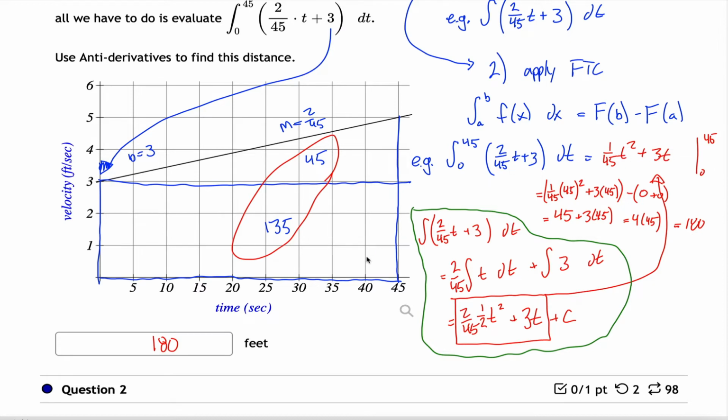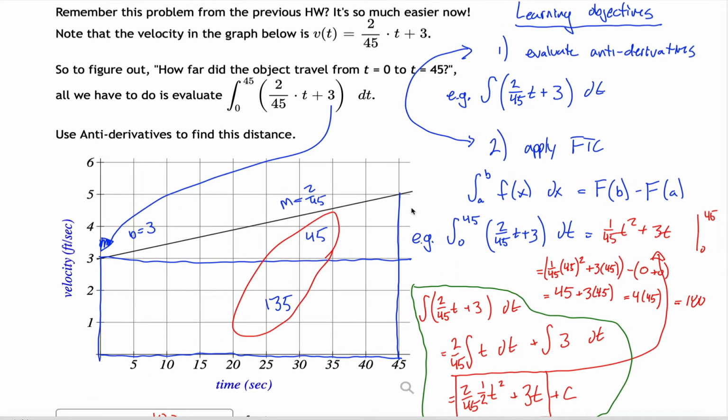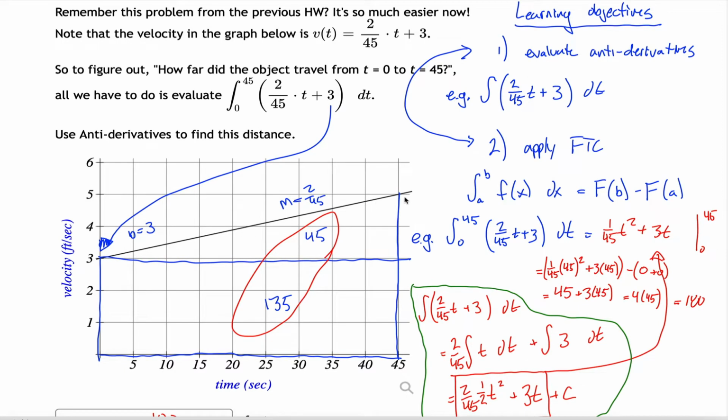The big takeaway from this first problem is when you're trying to figure out the area underneath the curve, you're evaluating definite integrals. When you're evaluating definite integrals, you're going to use the fundamental theorem of calculus. In order to use the fundamental theorem of calculus, you need to know antiderivatives. So really, this first learning objective of evaluating antiderivatives is super important in order to do the second learning objective.